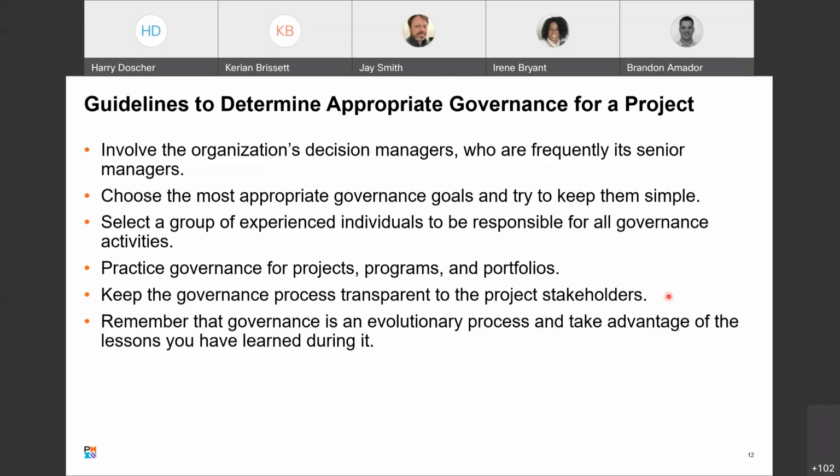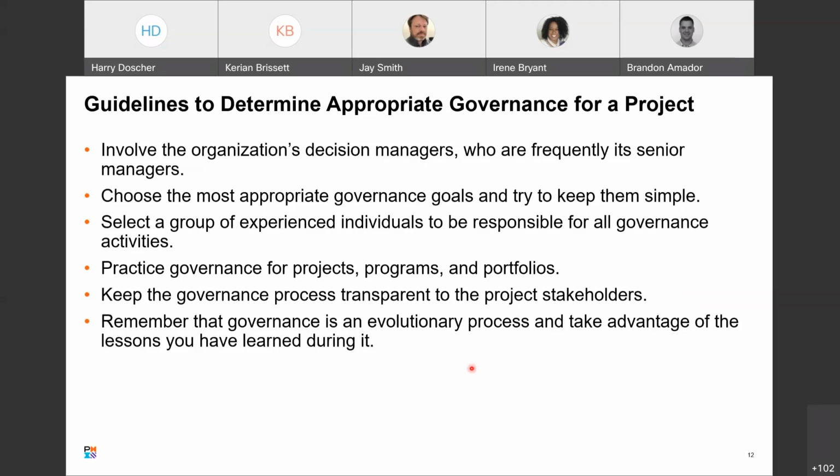What it means here is keep the governance process transparent to the project stakeholders. It means that you don't just establish the governance and sock it away somewhere. The governance needs to be available to anybody who is a stakeholder in the project, and it really needs to be well known by everybody on the development team, everybody on the business side. So anybody internally has to know what the governance is for that particular project or that particular phase.